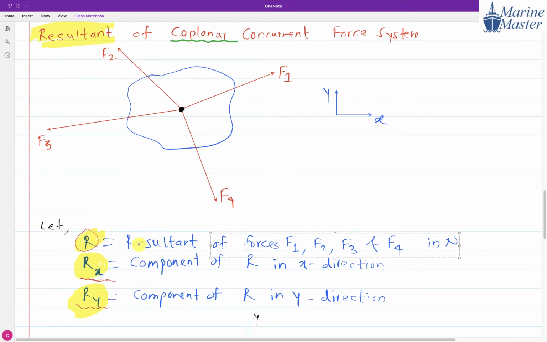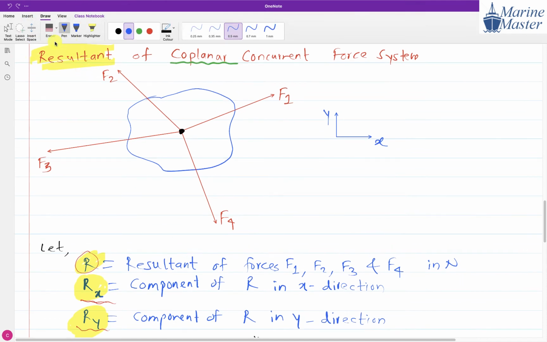Now what is our target? We have to find out R. The resultant force. The resultant of these four forces F1, F2, F3 and F4. And to get a resultant, what are we going to do? We are going to first calculate its components Rx and Ry, and then by using its components we will get R. So we will not get R directly.